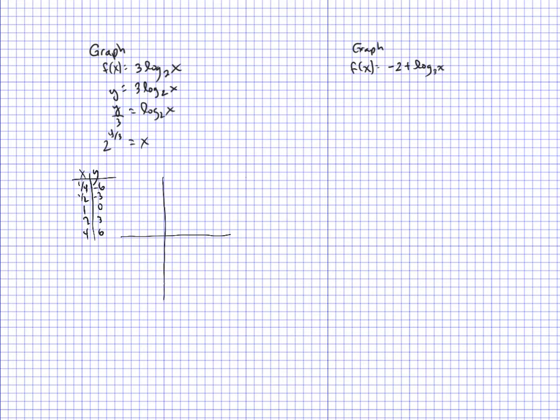1/4, -6, so let's see, 1/4, 2, 3, 4, 5, 6, about right here. 1/2, -3, right there. 1, 0, 2, 3, which is right here. 4, 6. And we'll connect these. You see how it's kind of going like that?